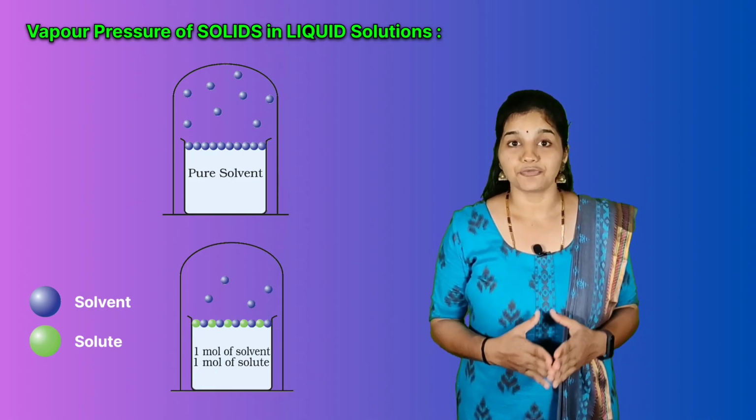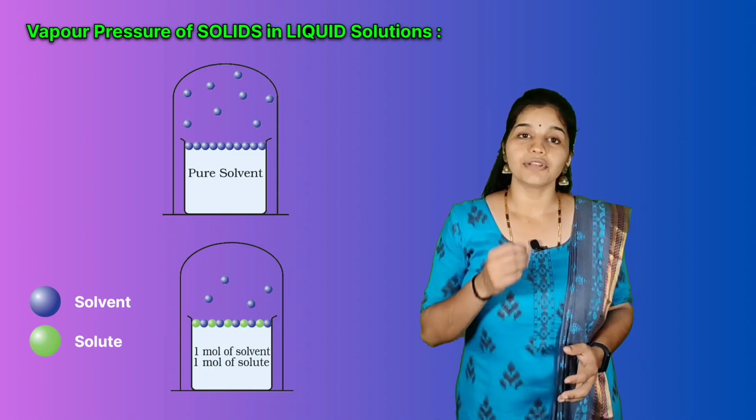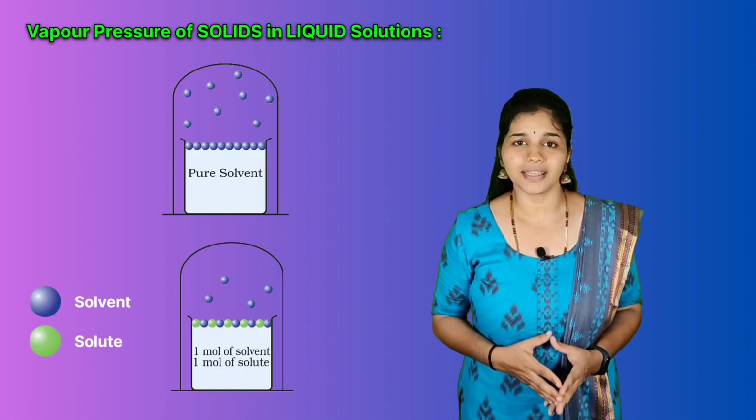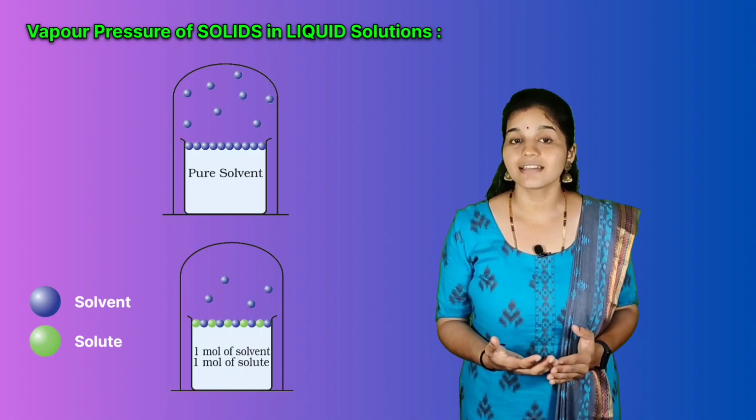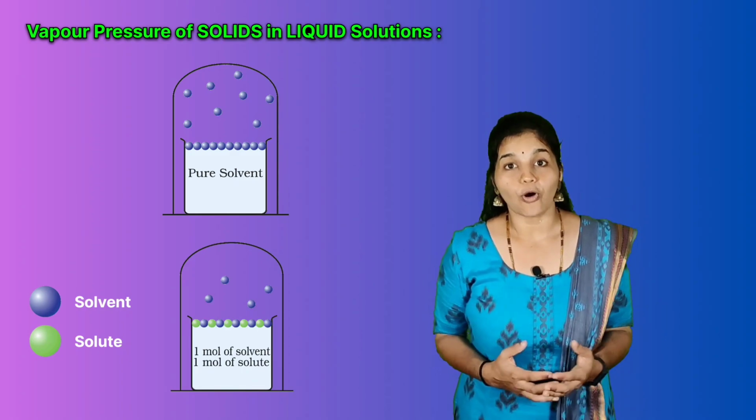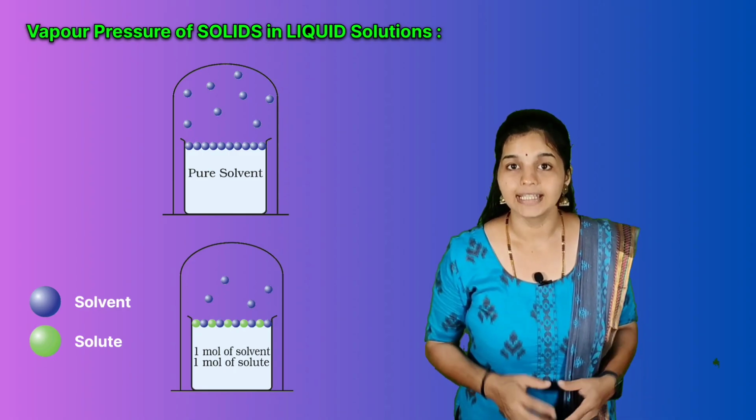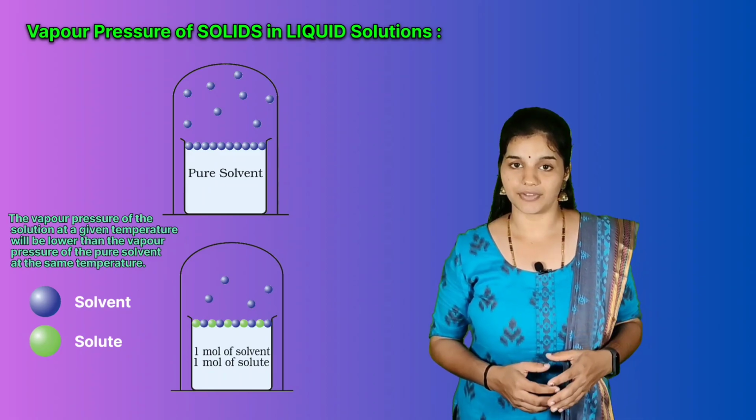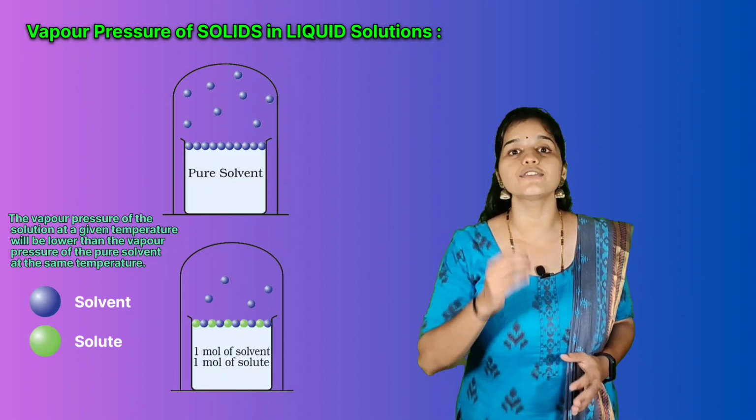Now the question is whether the vapor pressure of the solution at the given temperature will be the same as that of pure solvent or not. Can you just think what happens to the vapor pressure? Will it increase? Will it decrease? Or will it remain the same? The answer is the vapor pressure of the solution at a given temperature will be lower than the vapor pressure of the pure solvent at the same temperature.